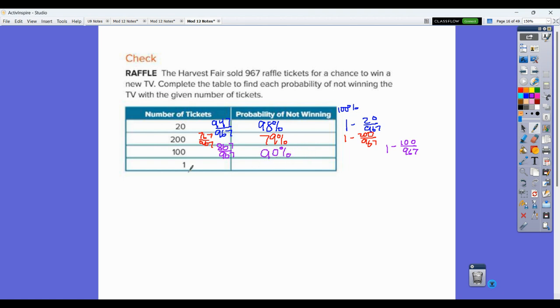Don't forget that. If you only bought one measly raffle ticket, you can either do 966 out of 967, which you can imagine what that's going to come out to, or you can do 1 minus 1 out of 967. These both come out to the same thing, and the closest that we can get is you have a 99.9% chance of not winning. Okay, so you decide if you want to buy a raffle ticket or not based on that, but that's the information you have.